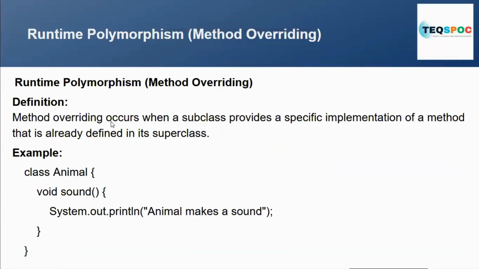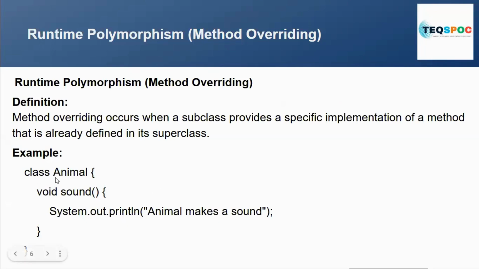Method overriding occurs when a subclass provides a specific implementation of a method that is already defined in a superclass. It means you have a parent class and a child class. The child class inherits the properties of the parent class. For doing this we will use the extends keyword. Create one parent class A, then child class B extends A. Now the child class B can inherit the properties and methods of the parent class.